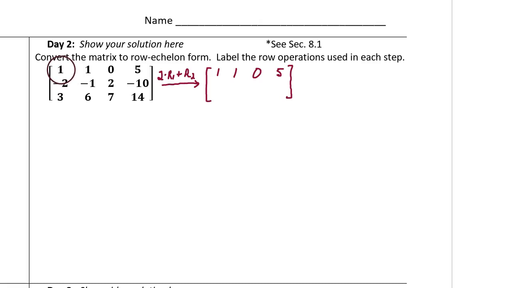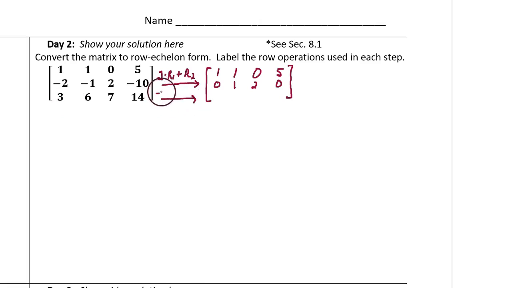So 2 times 1 is 2, and 2 plus -2 is 0. 2 times 1 is 2, 2 plus -1 is 1. 2 times 0 is 0, 0 plus 2 is 2. And 2 times 5 is 10, and 10 plus -10 is 0. Now we also want this to become a 0 right here, and so let's do another row operation.